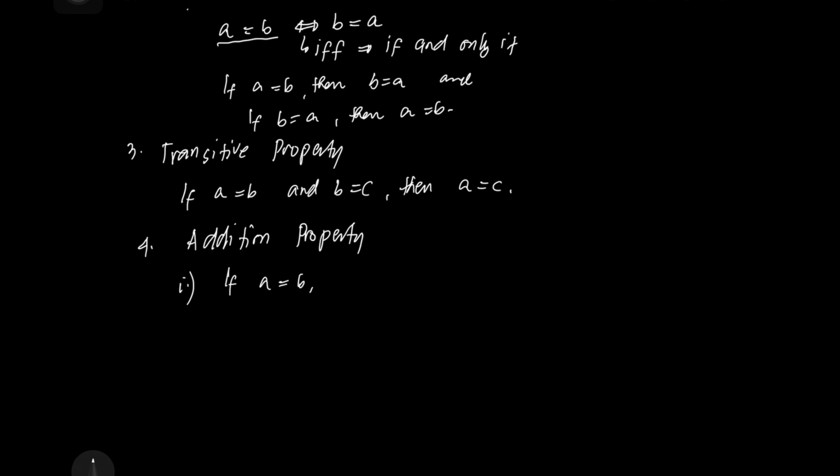If A is equal to B, then A plus C is equal to B plus C, or A minus C is equal to B minus C. It only means that whatever real number you add on the left, you also add on the right, or whatever number you subtract on the right of the equation, you also have to subtract on the left of the equation.